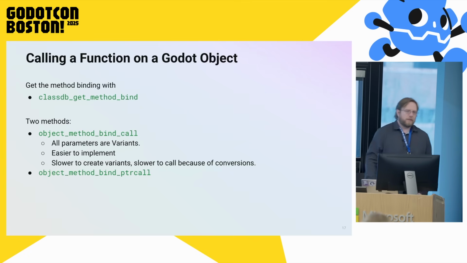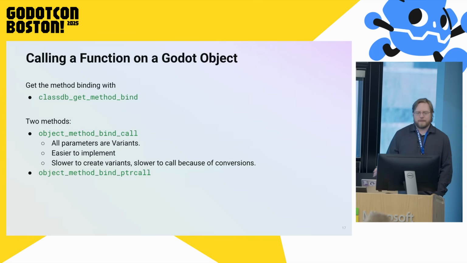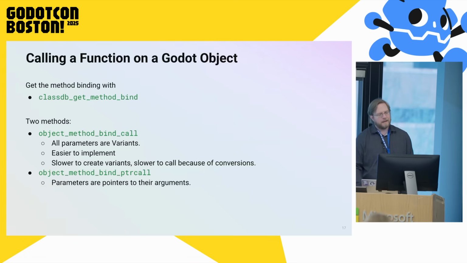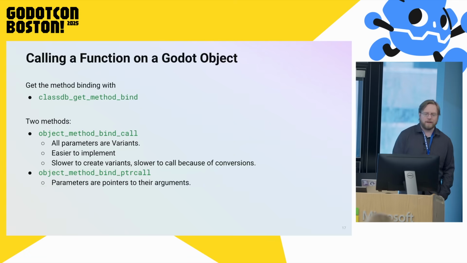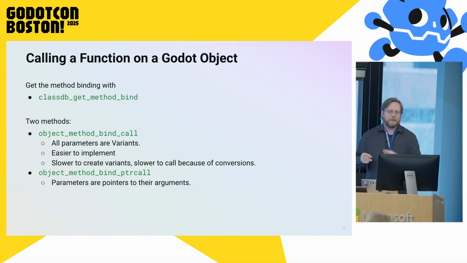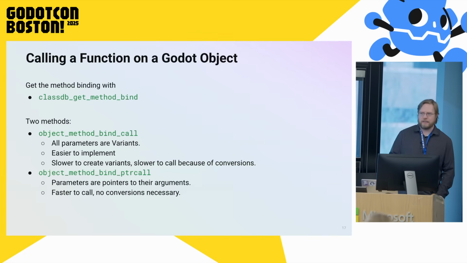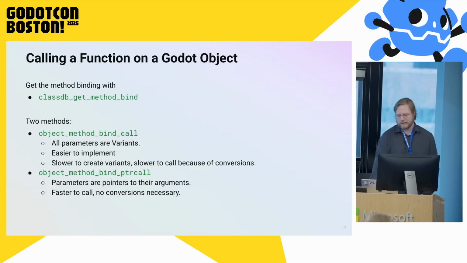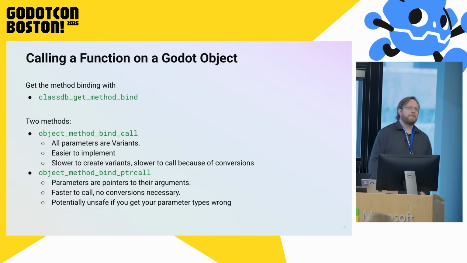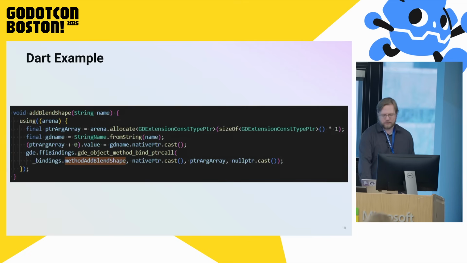The second version, which is a little bit newer to Godot, is object method bind pointer call. All the parameters here are pointers to their arguments. It's an array of pointers. This is much faster because no conversion needs to happen so long as all your pointers are correct, but it's also potentially unsafe. If you mess up and put your parameters in wrong, your program will crash. Ask me how I know. In Dart, we actually do use pointer calls.